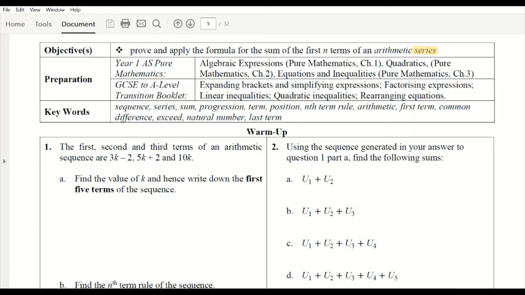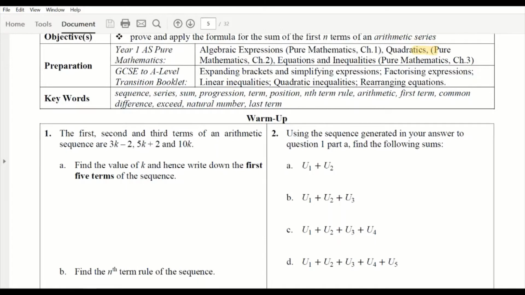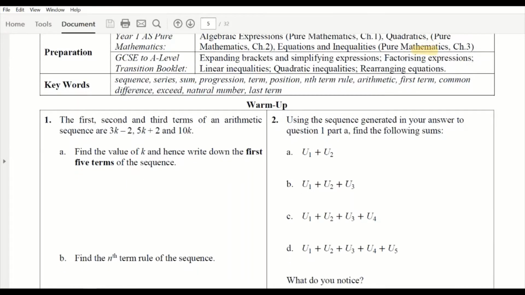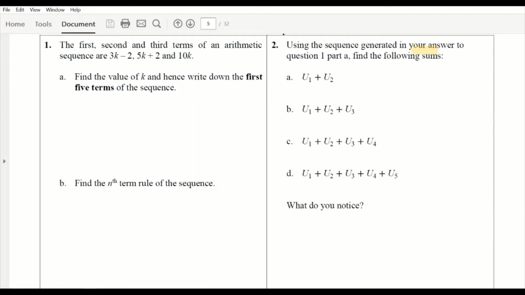All right, so let's have a look at question 1 in the warm-up. So what are we asked to do here? Now, this is actually a question that came up in the examples in the previous lesson. We're told the first, second, and third terms of an arithmetic sequence, and they're all given in terms of k. The first term has an unknown k value, as does the second and the third terms of this sequence.